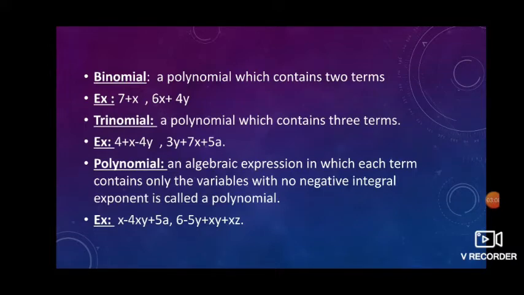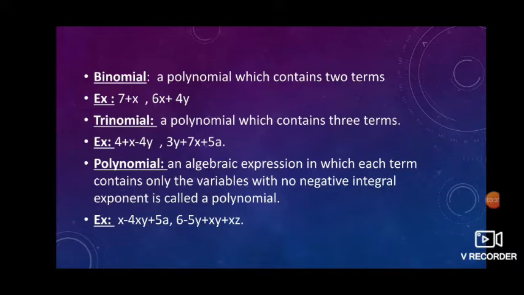Next one is a polynomial. A polynomial is an expression which contains 2 or more terms, and one more important thing is it contains variables with no negative integral exponent. Here we have to observe the thing: no negative integral exponent. What is the meaning of that?